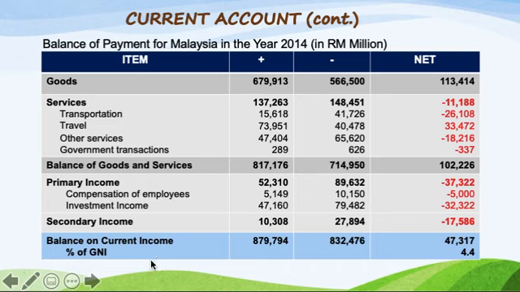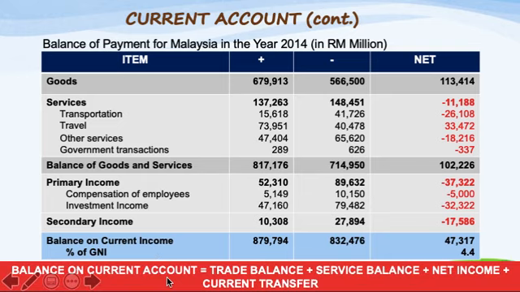Balance on current account. So how do we get the balance on current account? Trade balance, this is the trade balance, 113,414, plus service balance 102. This is the balance of goods and services, plus net income, and plus secondary income or current transfer. You will get the balance on current account, which is 47,000 million. Okay, this is the current account.